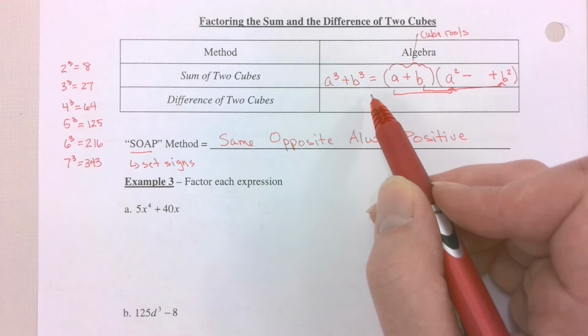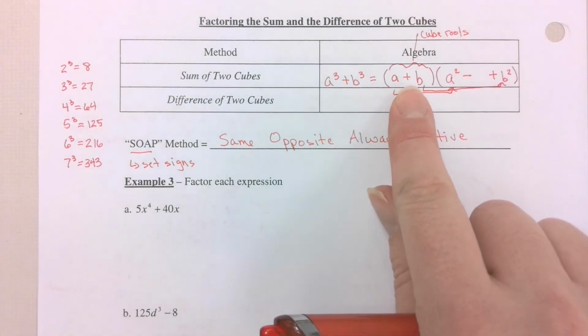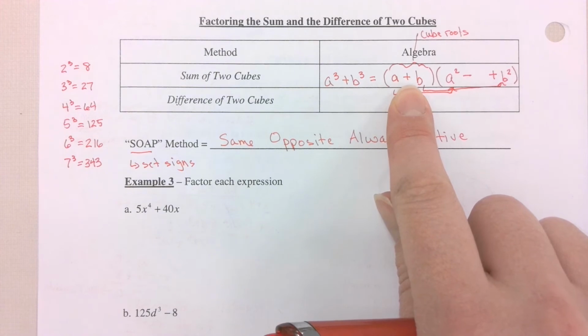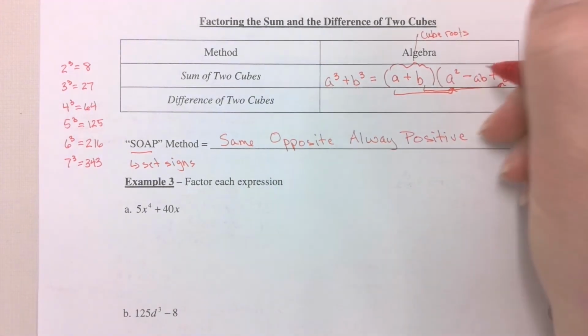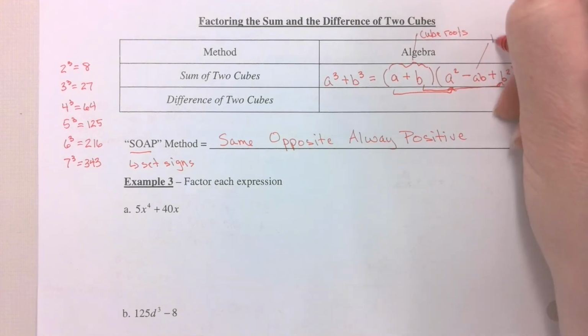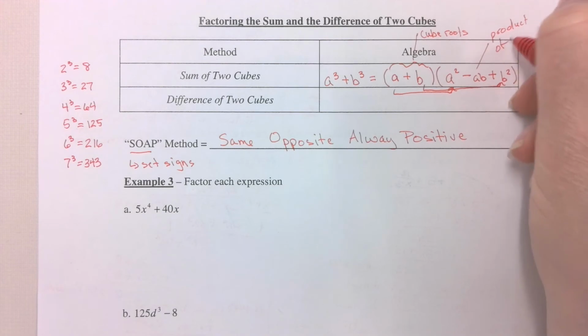And then the shortcut really comes into play: the middle term comes from the product of the roots. Again, the middle term is the product of the roots, which is simply ab. So the middle term is the product of the roots.